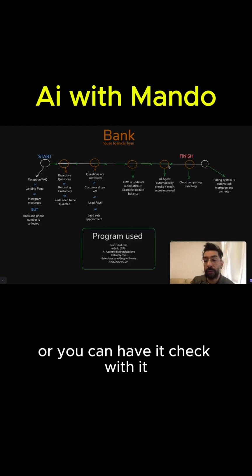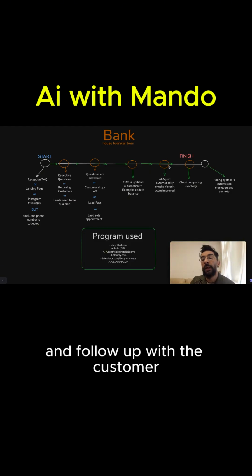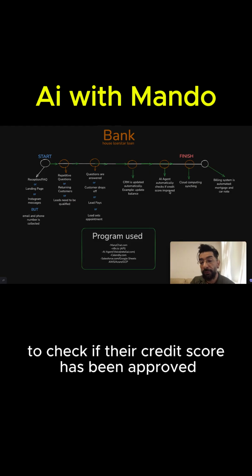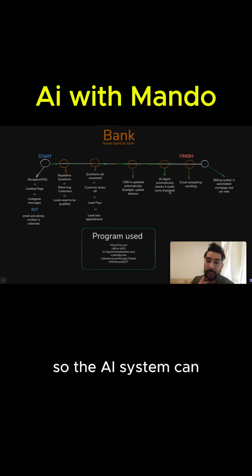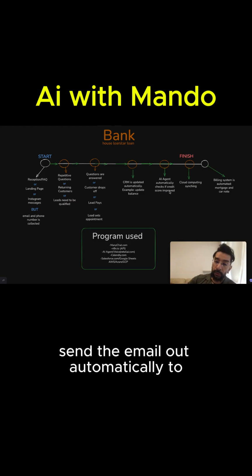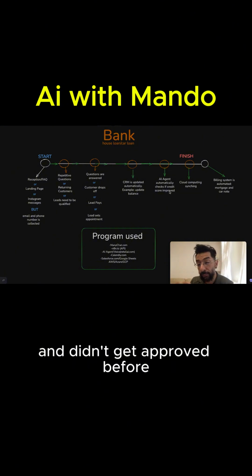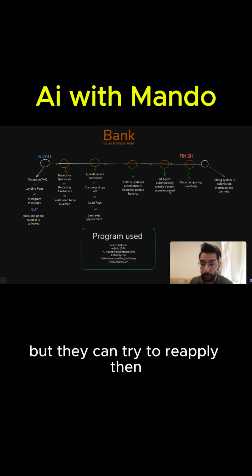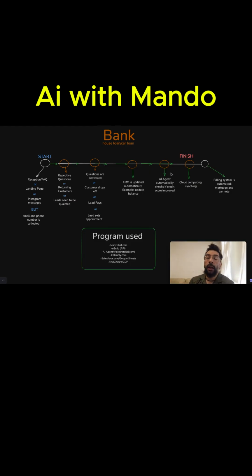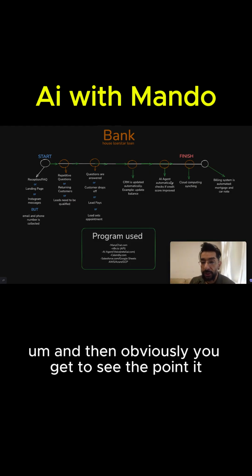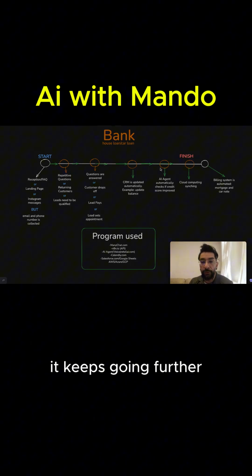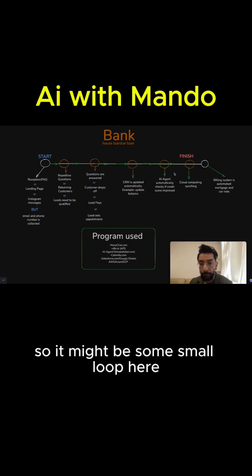Or you can have it check in 3 months, and follow up with the customer to check if their credit score has been approved. So the AI system can send the email out automatically to the person who applied for a loan and didn't get approved before, but they can try to reapply then. And then obviously you get to see the point. It keeps going further. So there might be some small loop here.